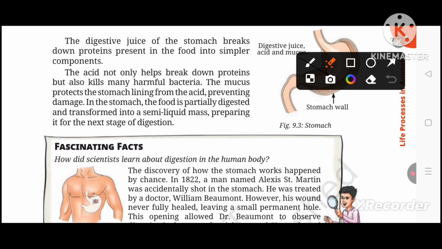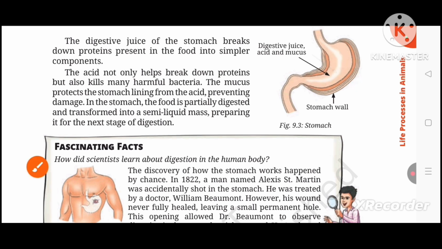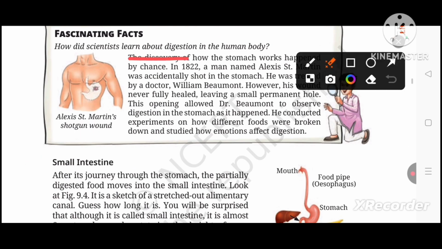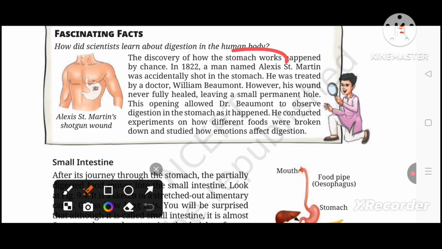Here is a fascinating fact: how did scientists learn about digestion in human beings? The discovery of how the stomach works happened by chance, and you will be surprised to learn about it. Let us move forward. In 1822, a man named Alexis St. Martin was accidentally shot in the stomach.